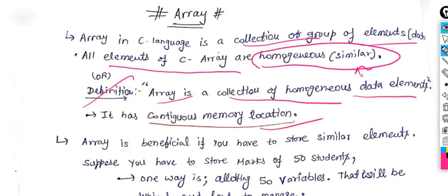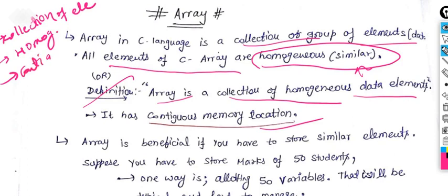So here three things that we have noted. First, it's a collection of elements. Next point to be noted, homogeneous: all the elements should be homogeneous. And third point, last but not the least, it should be in contiguous memory location. So that's the main basic of the array. Array is a collection of the elements.